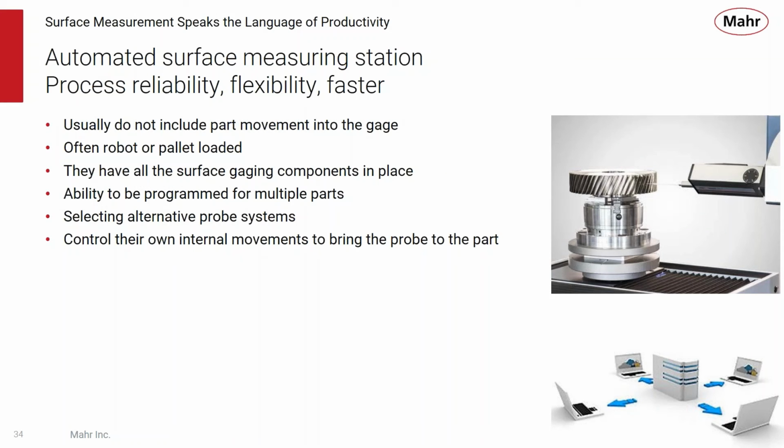They usually do not include the part movement to the gauge. They're often robot or pallet loaded automatically. They have all the surface gauging components in one place. They can be programmed for multiple parts using different fixturing. They have the ability to automatically select alternative probe systems for the right surface being measured. And they stand alone in that they control their internal movements to bring the probe to the part.